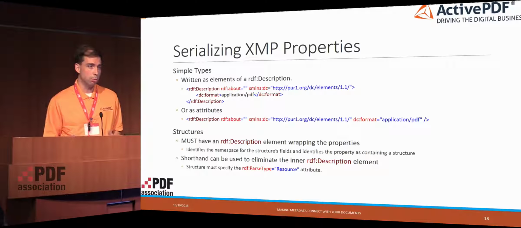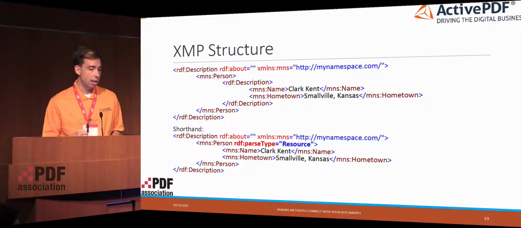The top uses the inner RDF description element. So you can see we've got our outer description, we have person, we put our inner description element that flags this as a structure, and then we have our values, name and hometown. At the bottom, we're using the shorthand version. And so that gives us RDF parse type equals resource. Same names and values. The only difference is we don't need that inner RDF description element anymore.